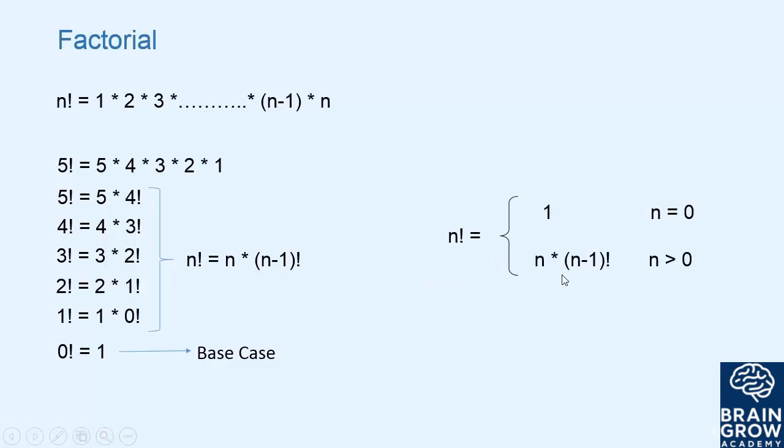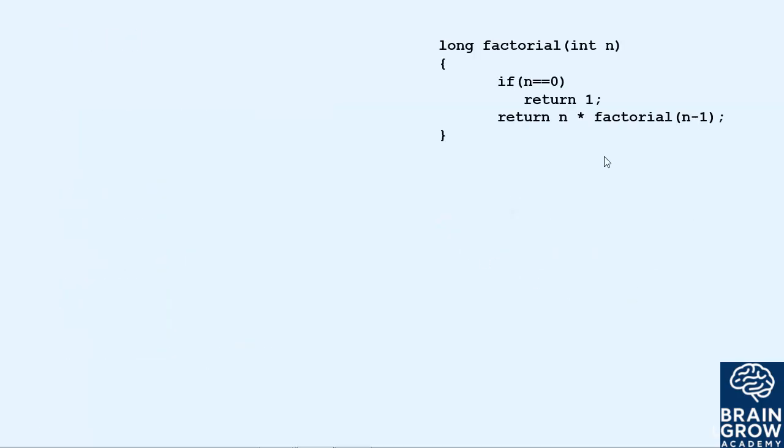Now this is the recursive definition of factorial. We have defined the solution of the problem in terms of the problem itself. The problem of finding this factorial n minus 1 is similar to that of finding factorial n but smaller in size. This is the recursive method for finding factorial of a number. If n is 0, 1 is returned. Otherwise, n into factorial n minus 1 is returned. Now let's trace this method.